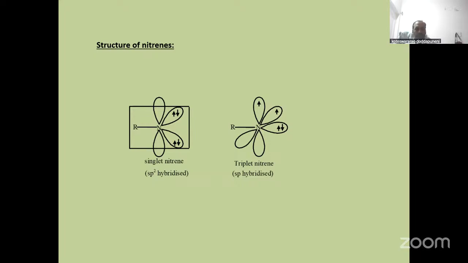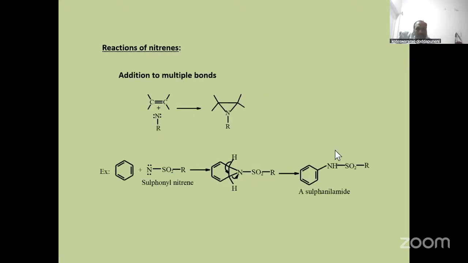A triplet nitrene is more stable than the corresponding singlet state. The ground state of most nitrenes is probably triplet. Then they can be generated in both states during the reaction. Now, what are the reactions of nitrene?